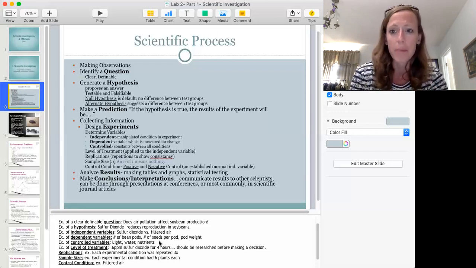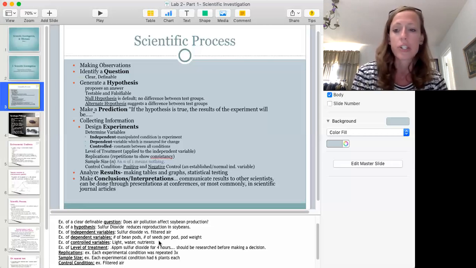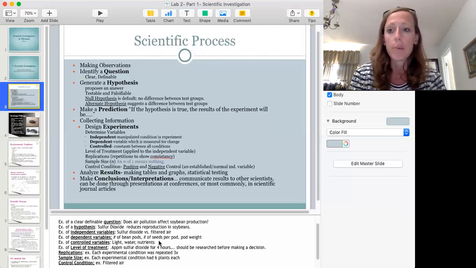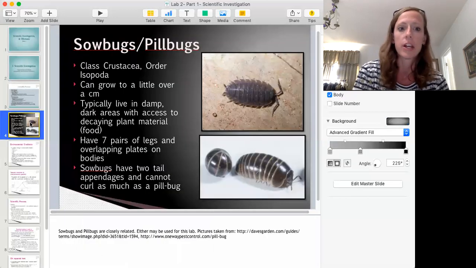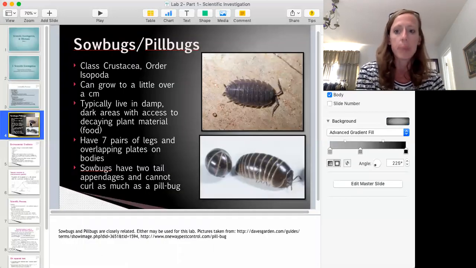So make an interpretation, show your results, statistically support them, and present them to the scientific community, either through a conference or a journal article, a meeting. You want to share those results with the scientific community, okay? All right, so let's move to the next slide here and take a look at Sowbugs and Pillbugs.